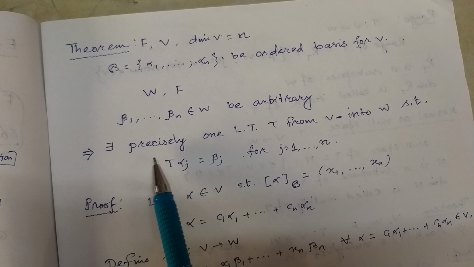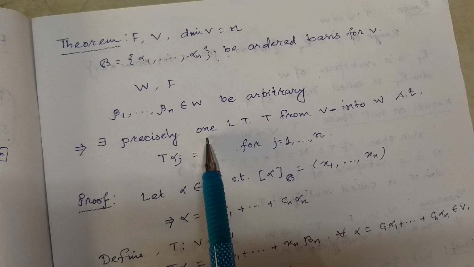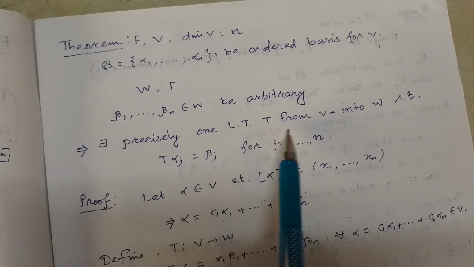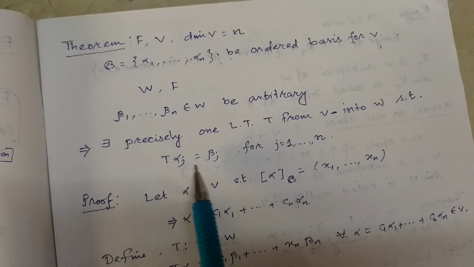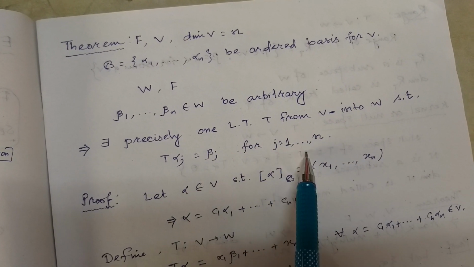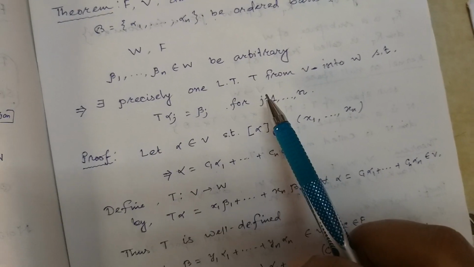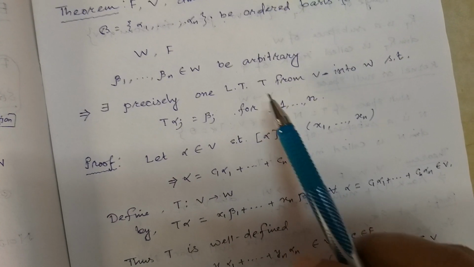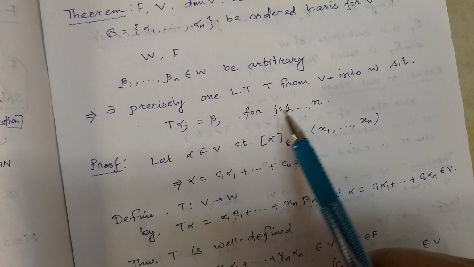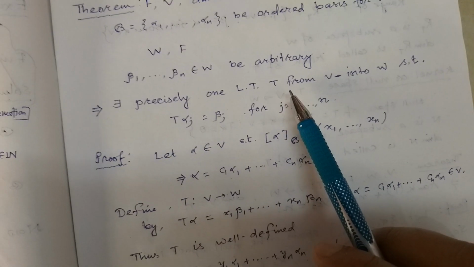So there exists precisely one, which means unique, linear transformation T from V into W such that T of alpha j equal to beta j. So here we have two parts. First of all, we have to find a linear transformation T, such a linear transformation exists, then we have to show it is unique.